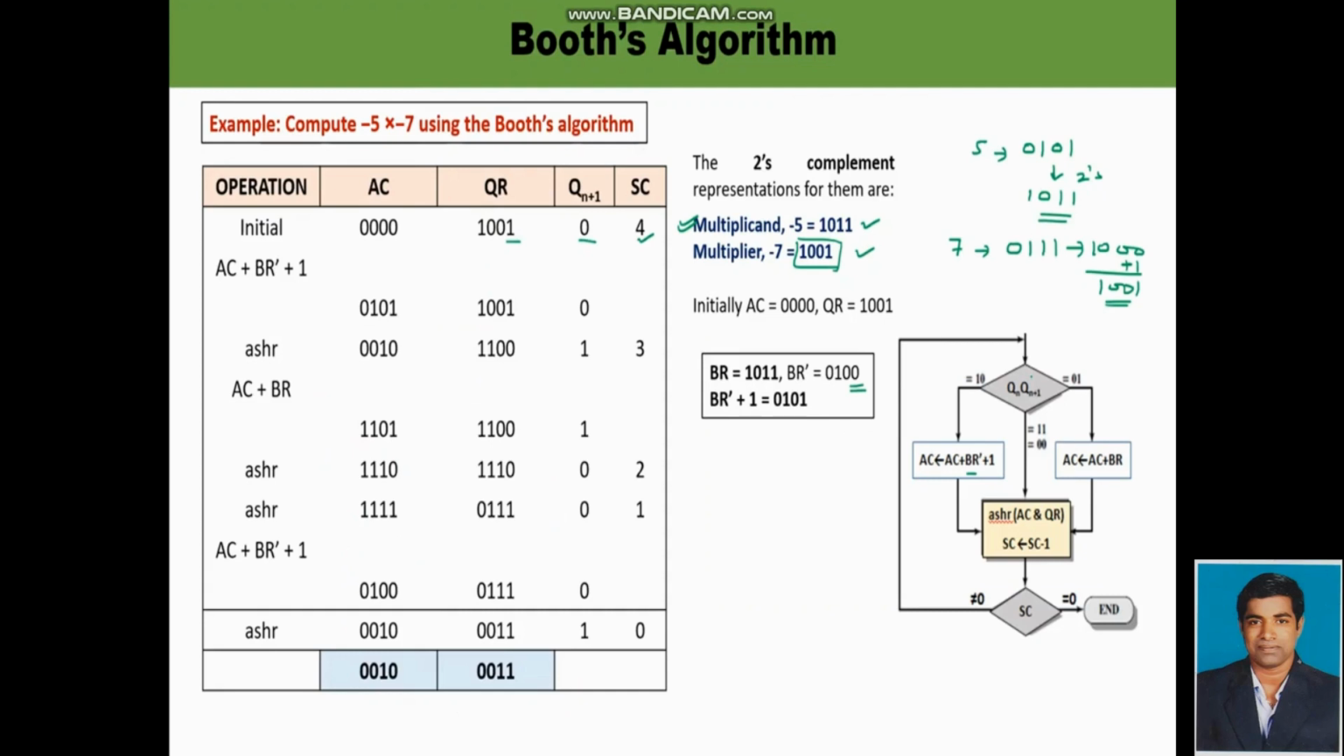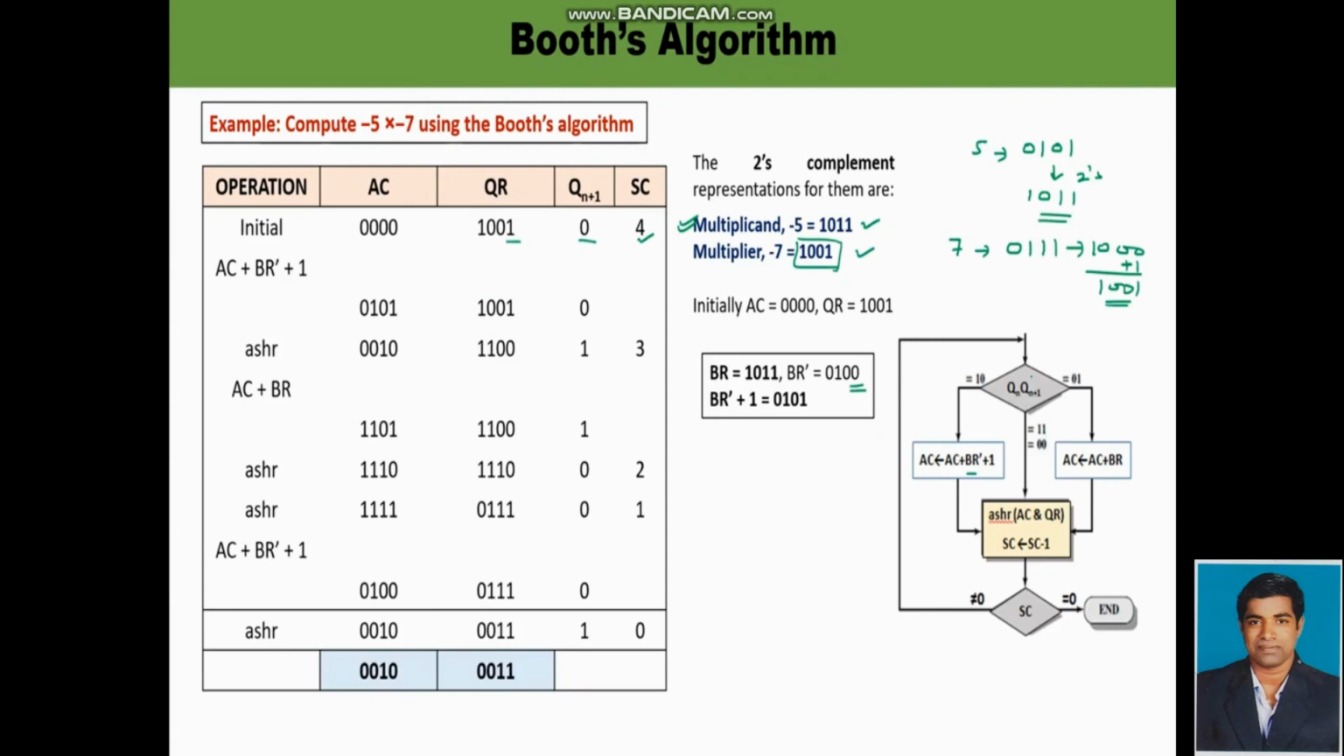Here we are checking Qn and Qn+1 is 1,0. When we have this value, we have to add accumulator plus BR' plus 1. Then we are getting the values 0101 and 1001 and zeros. After performing this operation, we do the right shift so that we get the changes. Now the sequence counter is decremented. Now we check whether it is 0 or not. Here it is 3, so we continue repeating the process for the next cycle.